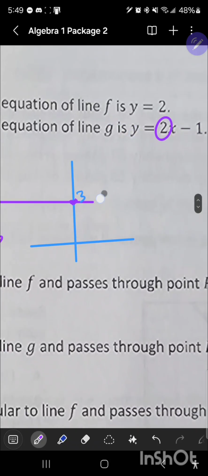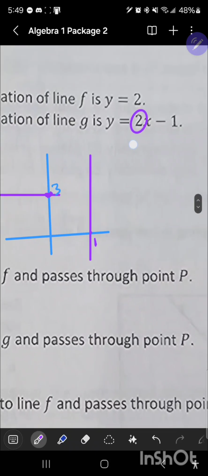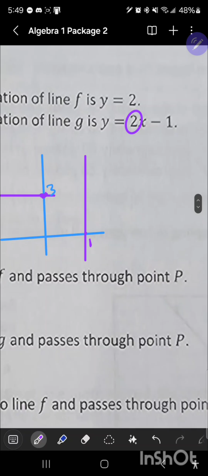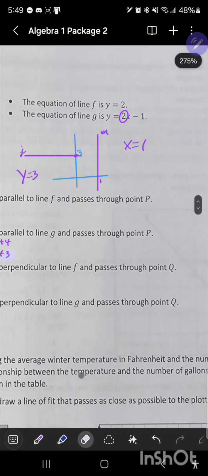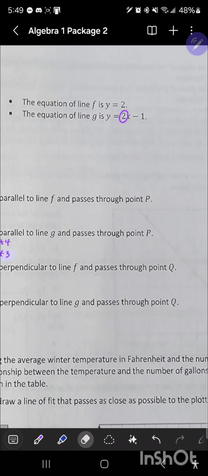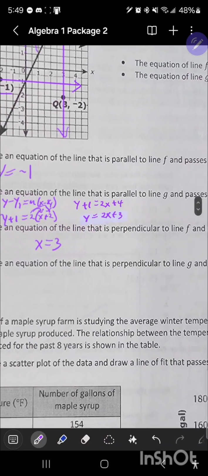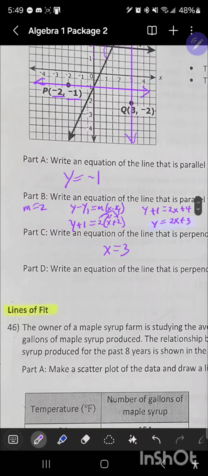Now, suppose that we have this other line, and this is 1. I will say this line, M, is intersecting the graph at x equals 1, right here. So the equation of the line is x equals 1, because it's intersecting at x equals 1. That's basically what it is, a good way to memorize vertical and horizontal lines. So that's the reason I know that our equation here will be x equals 3.